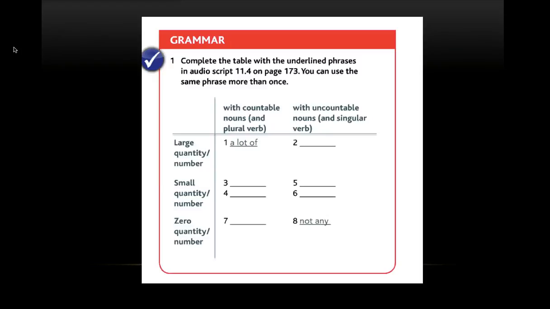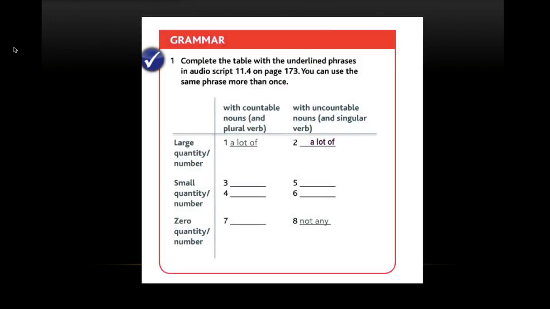The first quantifier that I'd like to talk about is when you have large quantity numbers. And with countable nouns, we would use a lot of. When we have uncountable nouns, we would use a lot of again. A lot of is used for large quantities and countable and uncountable nouns. That makes it easy.